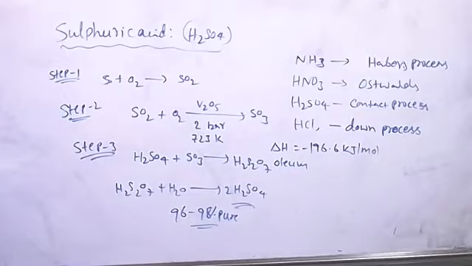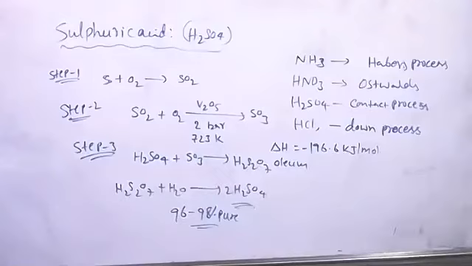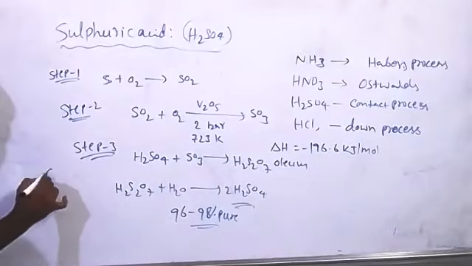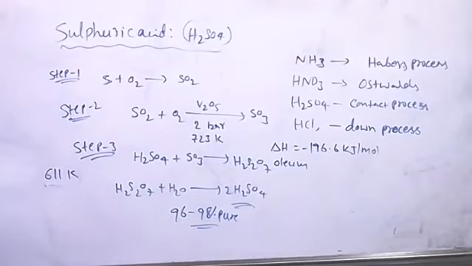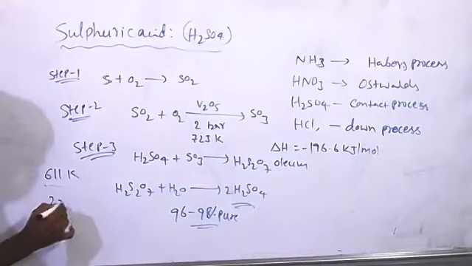Sir, what is the boiling point of sulfuric acid? So the boiling point is 611 Kelvin. And the freezing point is 283 Kelvin.